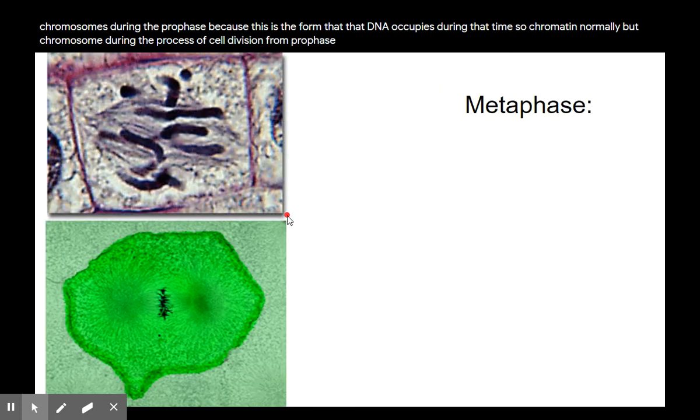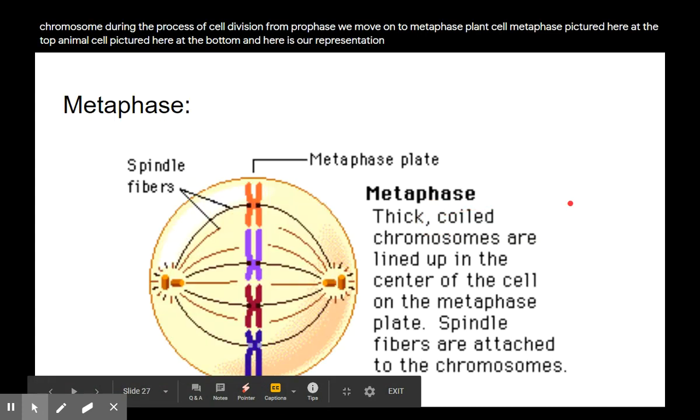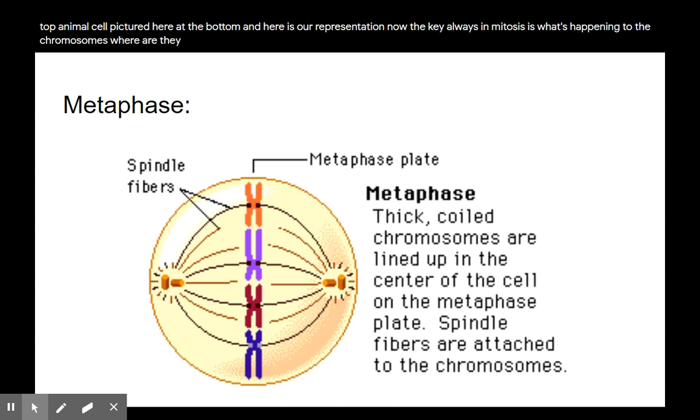From prophase, we move on to metaphase. Plant cell metaphase pictured here at the top, animal cell pictured here at the bottom, and here is our representation. Now the key always in mitosis is what's happening to the chromosomes? Where are they and what are they doing?